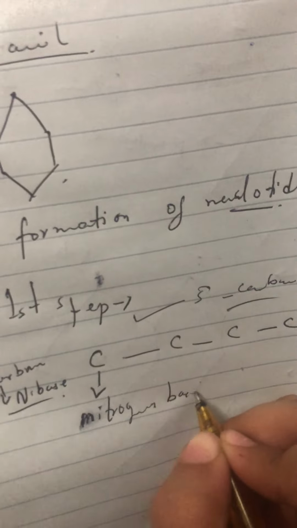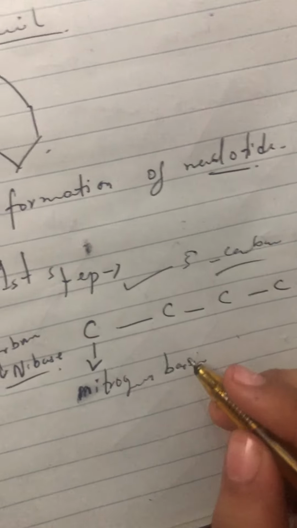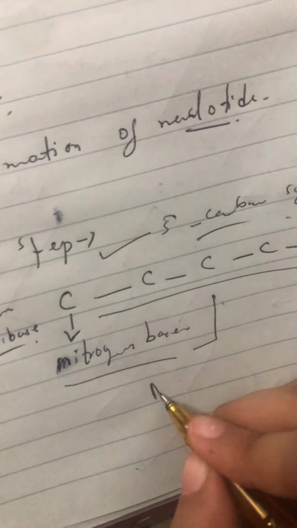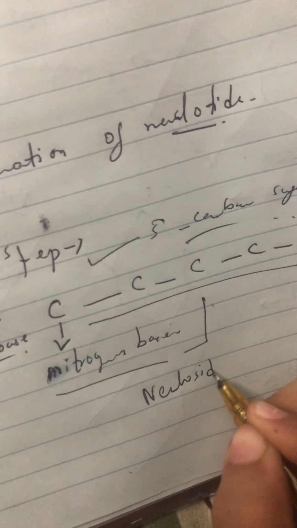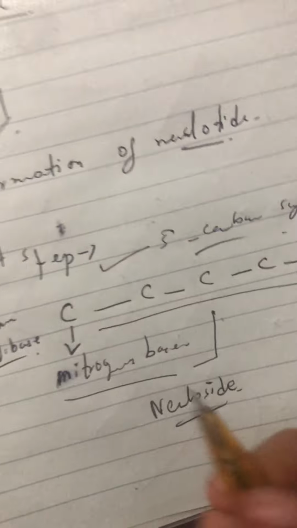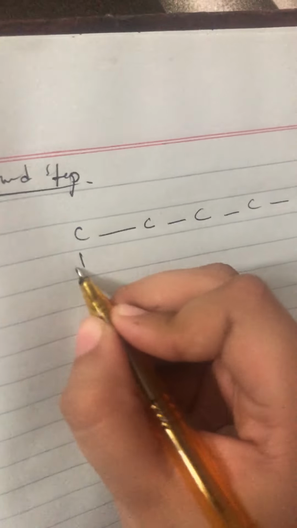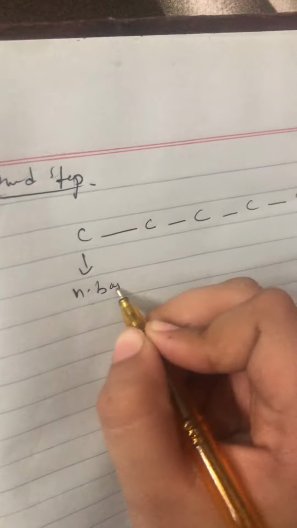Nitrogenous base, right? So when there is a pentose sugar and one nitrogenous base, this is called the nucleoside. But we have to form the nucleotide. In the first step, a nucleoside is formed. Now in the second step, we have the nucleoside, which has a nitrogenous base, any nitrogenous base. But we have to form the nucleotide.